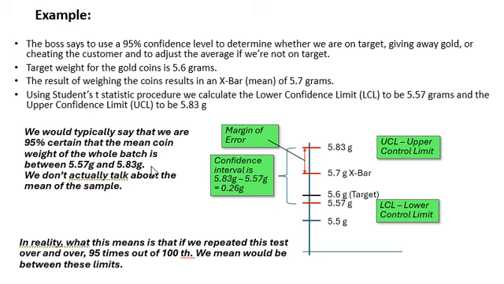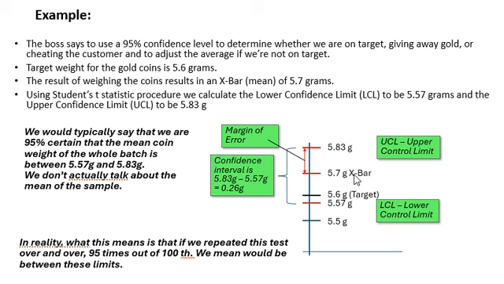Okay, now we're going to see another example. The boss says, let's use a 95% confidence level to determine whether we are on target, giving away gold, or cheating the customer, and to adjust the average if we're not on target. The target weight for the gold coin in this example is 5.6 grams. This is your target. Weighing the coin, the result, the X bar, the mean, is 5.7 grams.